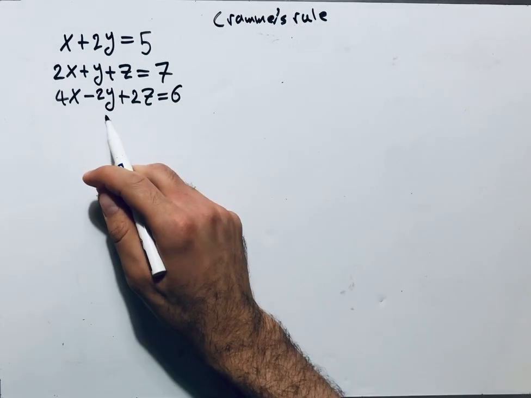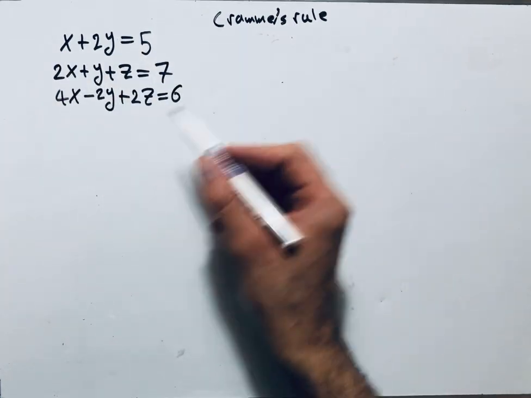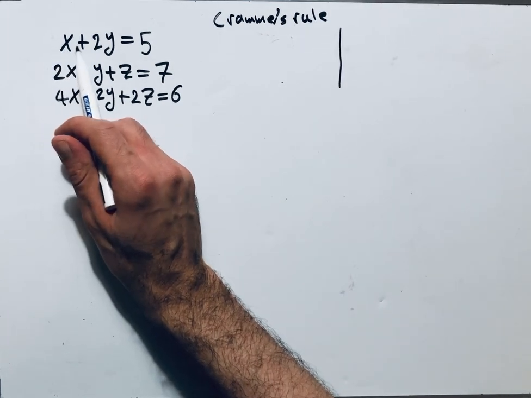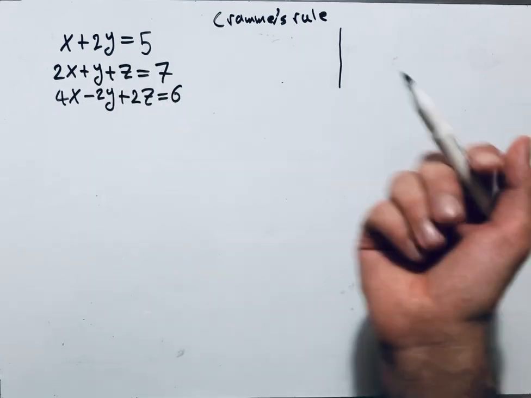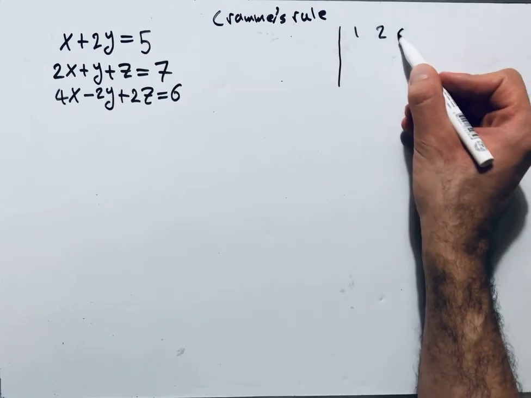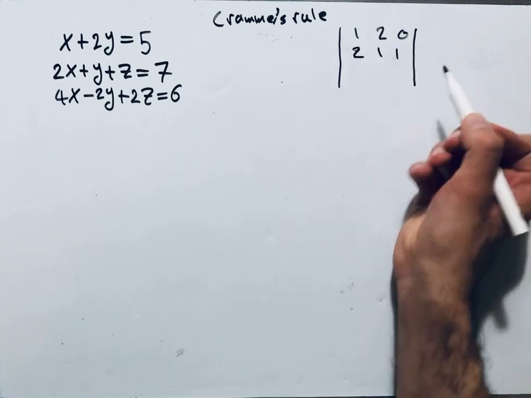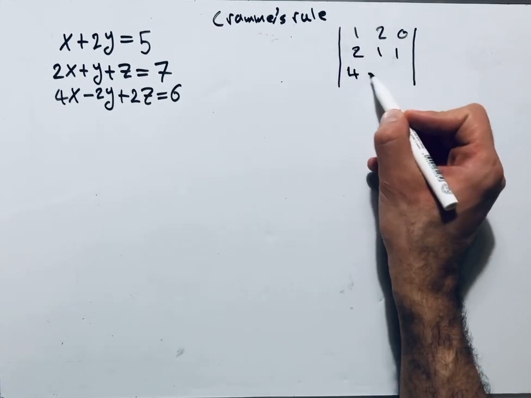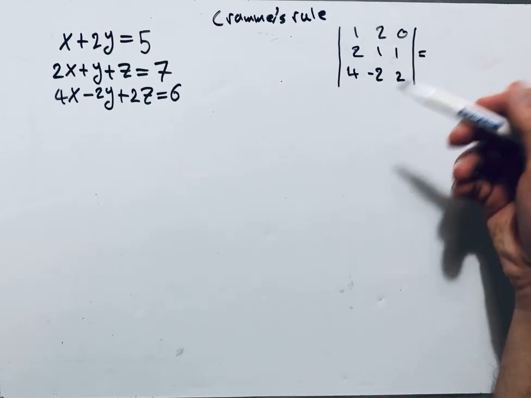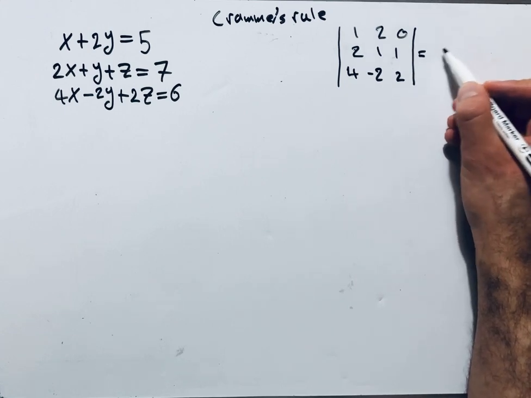So it has only one condition, which is that the determinant of the left side is not zero. For example, let's look at the coefficients of x, y, and z, the variables. So we have 1, and then 2, and for z we have 0 because we don't have z in the first row. And then we have 2, 1, and 1. So 2, 1, 1, and then 4, negative 2, and then 2, right? So you can do this quickly.